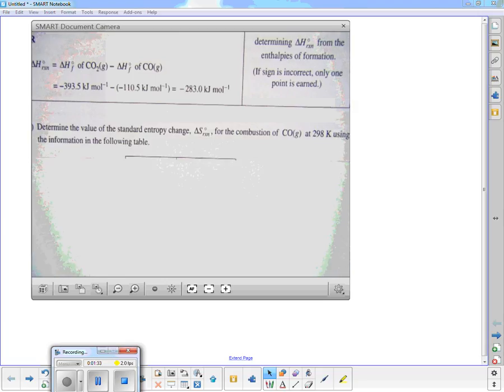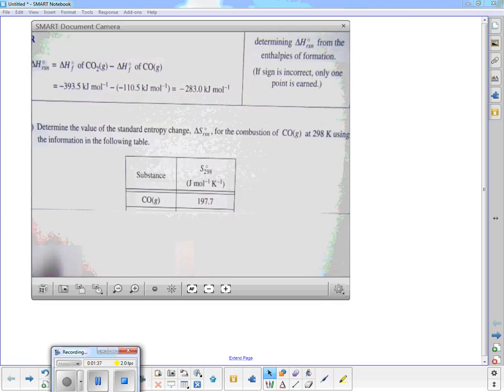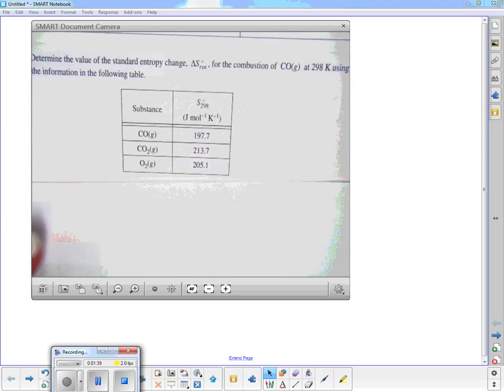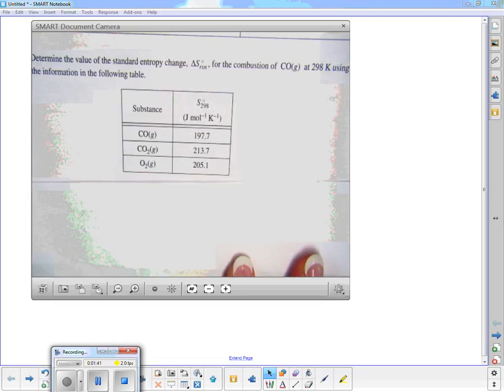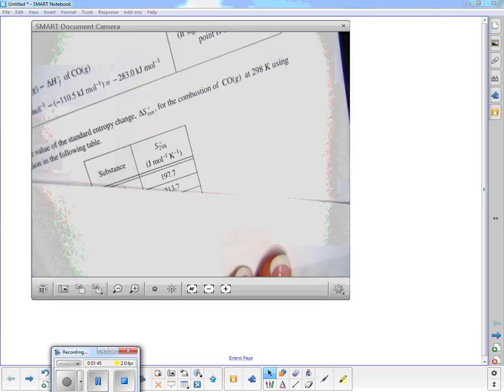So let's start with part B. We're going to now look for the change in entropy. You're given a table with the different entropies on it. So this one we're going to have to do products minus reactants and times it by its coefficient.